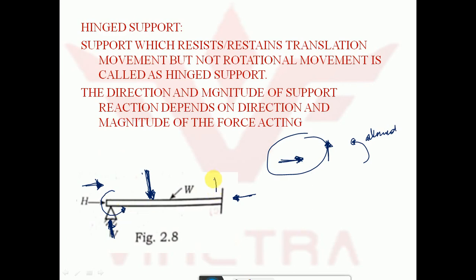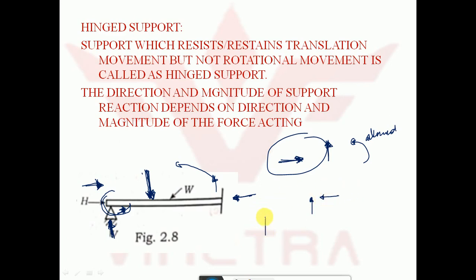If I try to lift it, what happens? The body starts to rotate about this support, and then it is called a hinged support. So at a hinged support, what are the restraints developed? One is a vertical restraint and another one is a horizontal restraint.